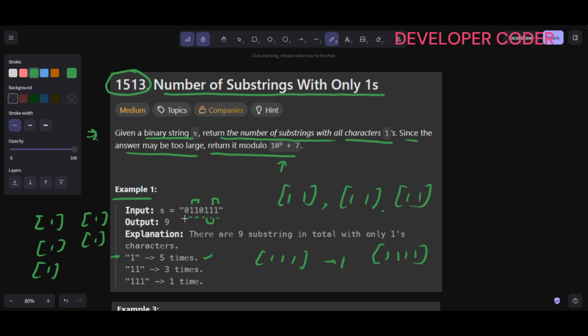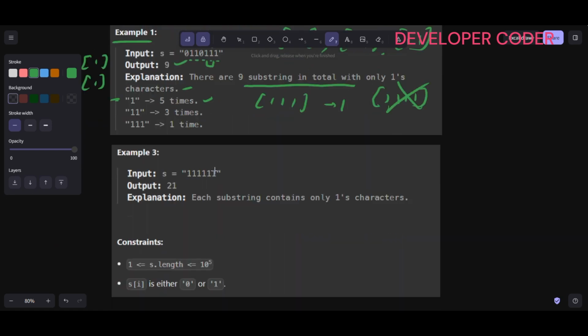Clear? So we have to calculate the number of substrings, continuous, we have to iterate. Here this is not possible. So 5, 3, 8 plus 1, 9. 9 is the output. So there are 9 substrings in total with only one characters. That's it. This is your output.